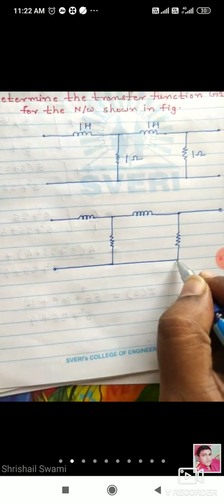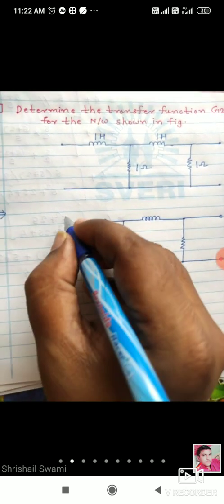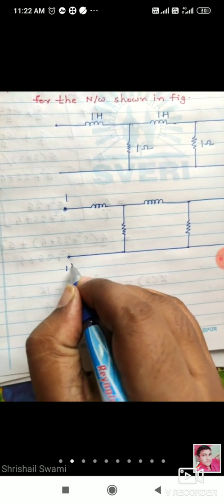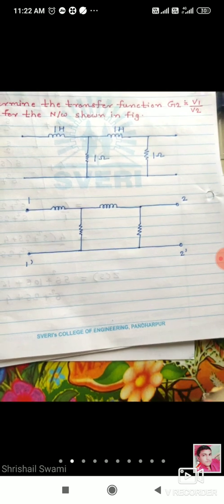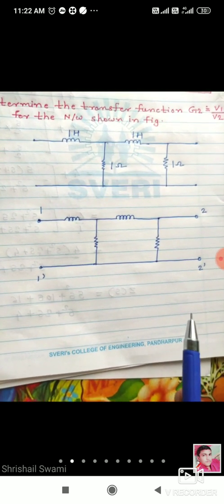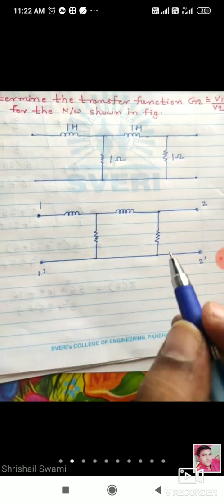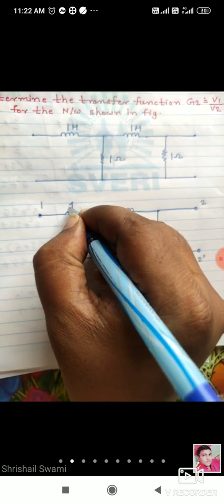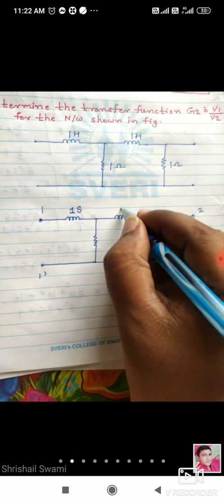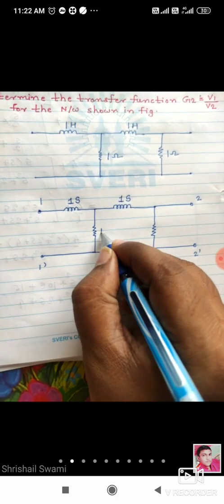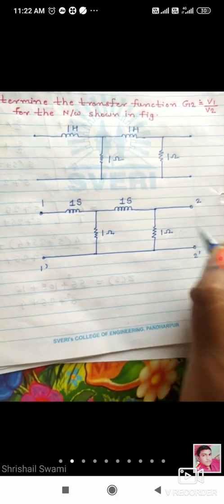So properly draw the diagram and mention the values properly. If you make a mistake here, then the entire problem will go wrong and you will get the wrong answer. Okay, so properly mention all those values. So this is now 1 into S. This is also 1 into S. This is 1 ohm as it is. This is 1 ohm as it is.